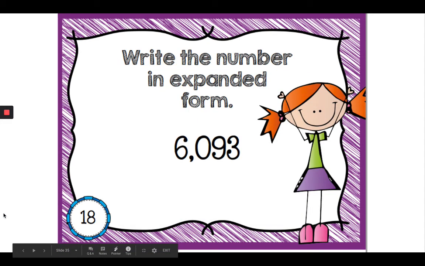Write the number in expanded form. This number is 6,093. Now this number has a digit of 0 in the 100s place. So when I write the number using expanded form, I do not need to include the 100s place. So I'm going to start with 6,000 plus this 9 is in the tens place, so it means 90. 6,000 plus 90 plus 3.